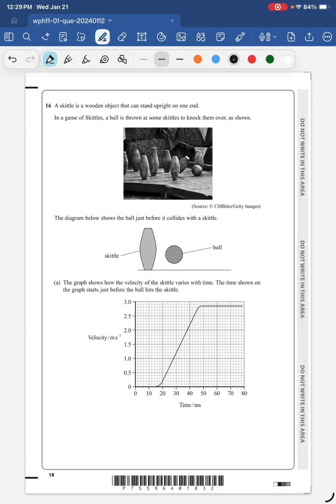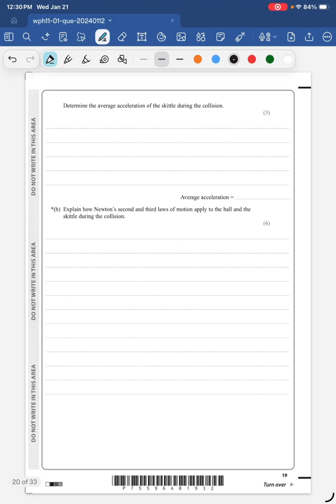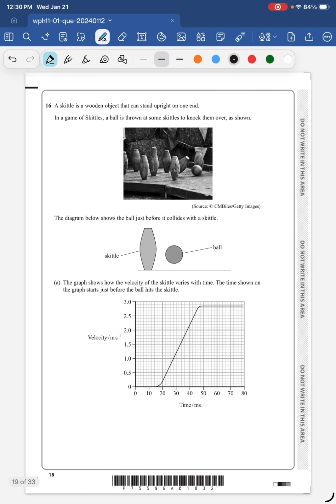The diagram below shows the ball just before it collides with a skittle. Okay, cool. Question A, the graph shows how the velocity of the skittle varies with time. The time shown on the graph starts just before the ball hits the skittle. Determine the average acceleration of the skittle during the collision. This is the velocity and this is the time. So it's going to be the gradient of this graph, guys.